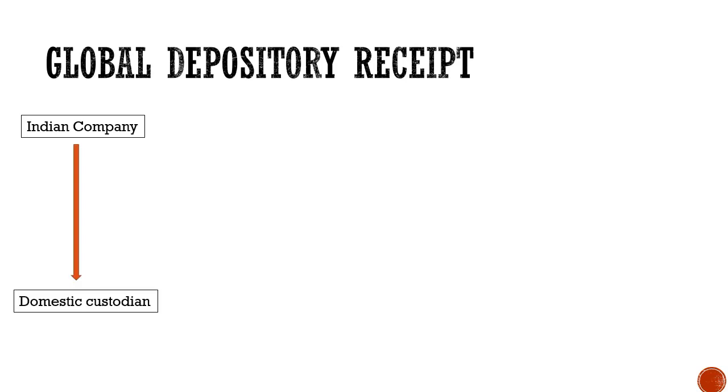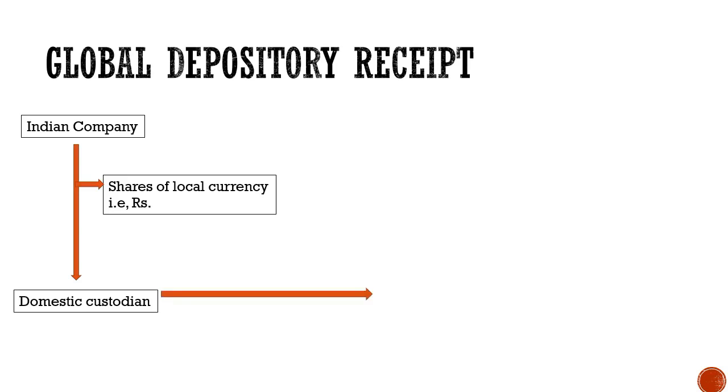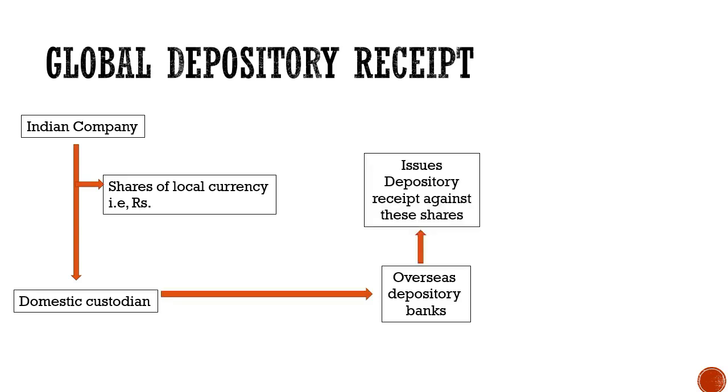So it contacts a domestic custodian which holds all the shares in local currency, that is in rupees. This domestic custodian will contact the counterparty, that is the overseas depository bank. Now this overseas depository bank will issue depository receipts against these shares, as we have already discussed earlier. The overseas depository bank now informs the investors that those local shares of the Indian company have been credited in their account in the overseas depository bank.